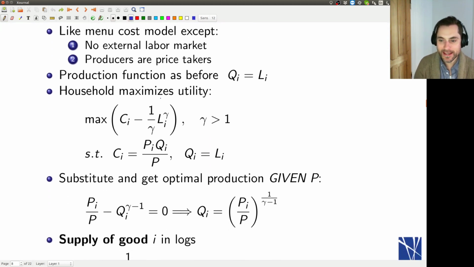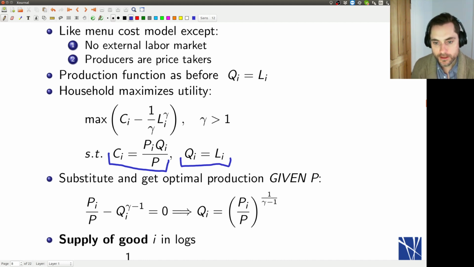And how do we get that? We got that because, well, okay, so here's one constraint: the consumption has to equal total revenue divided by price. And this is a constraint too, this is the production function saying that the quantity that I produce has to equal the labor that I supply.